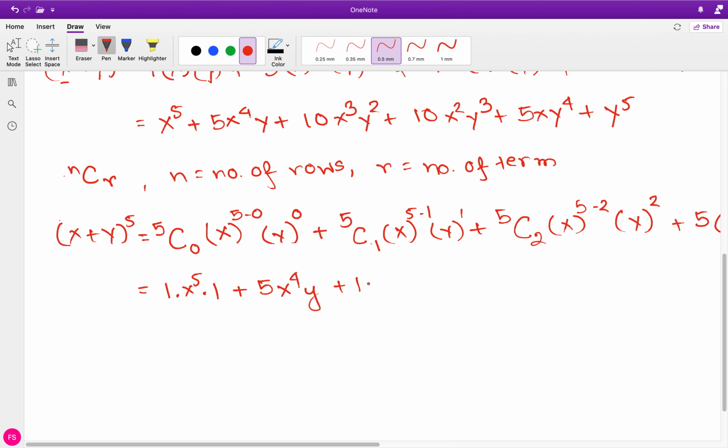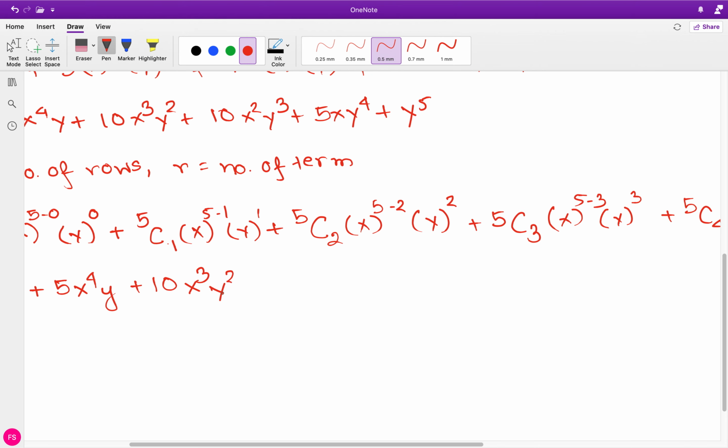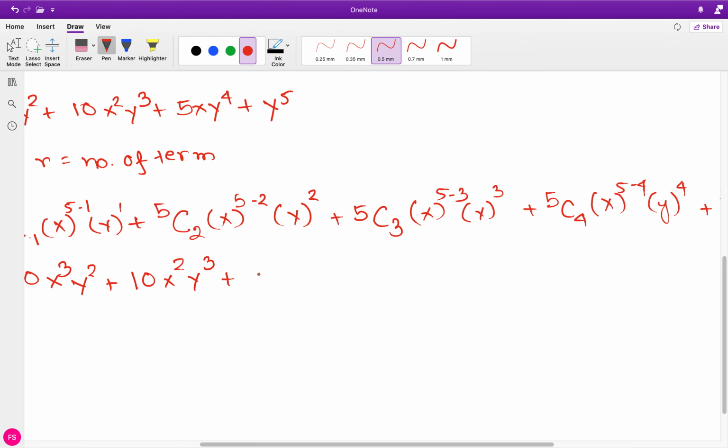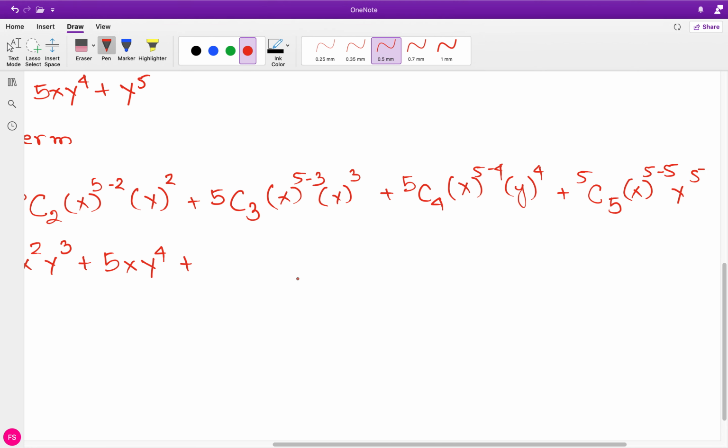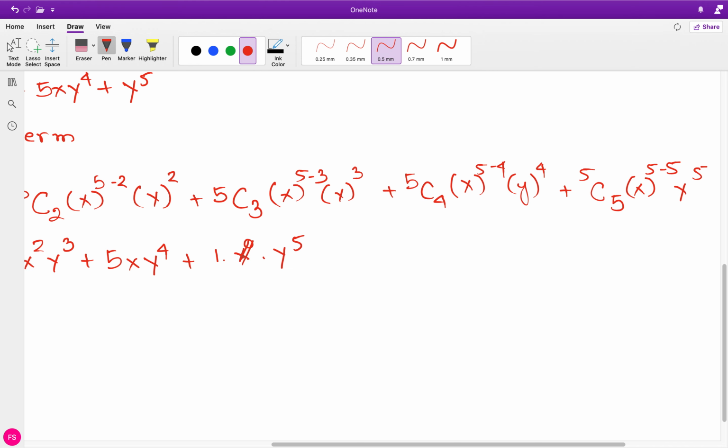If you put it in the calculator, you will get 10 x to the power of 3 y to the power of 2, and then plus 5C3. If you put it in the calculator, you will get 10 as well. So 10 x to the power of 2 y to the power of 3 plus 5C4 will give you 5, 5 minus 4 is just 1, and then y to the power of 4 plus 5C5 is just 1, so this will give you 1 times x to the power of 0, which is just 1, and then y to the power of 5. So you don't really need to write it.